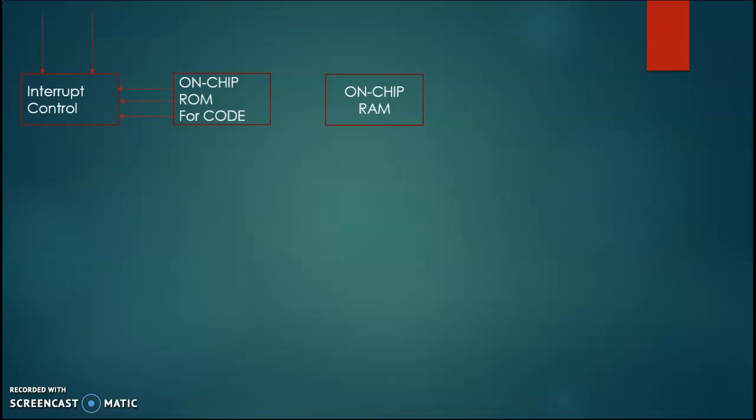The next component is timer and counter. 8051 microcontroller has two 16-bit timers and counters, namely T0 and T1. These counters are again divided into 8-bit registers. The timers are used for measurement of intervals to determine the pulse width of each clock cycle.